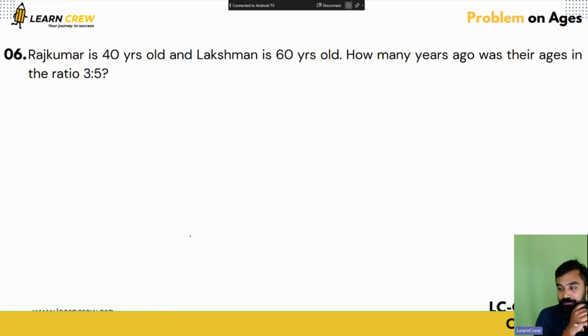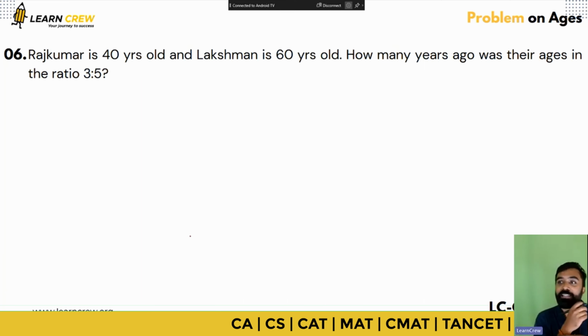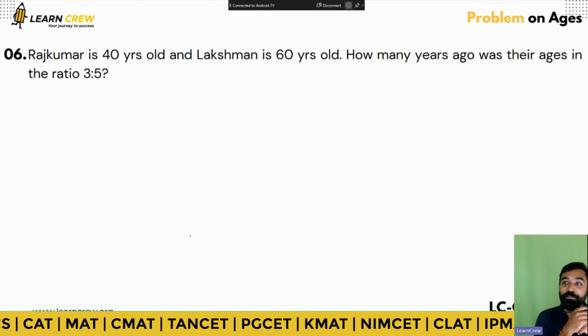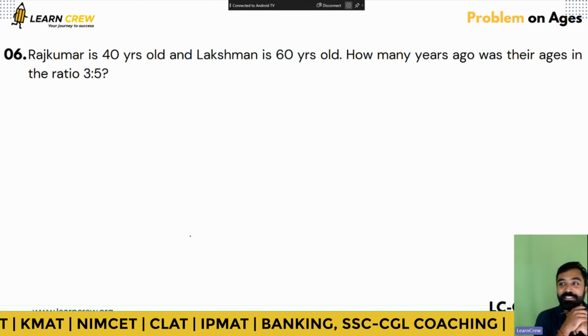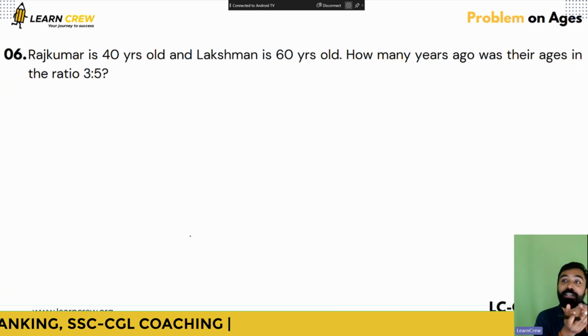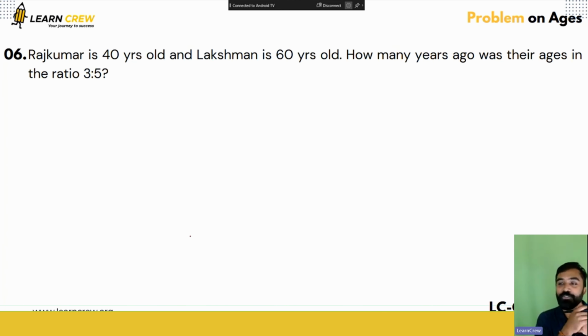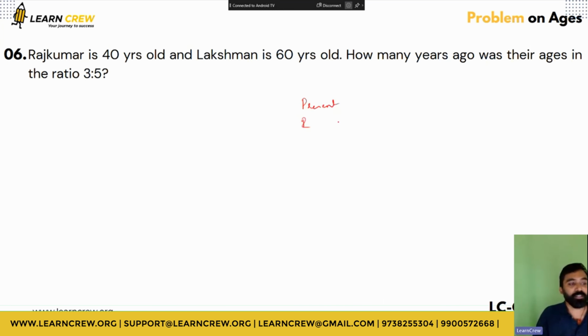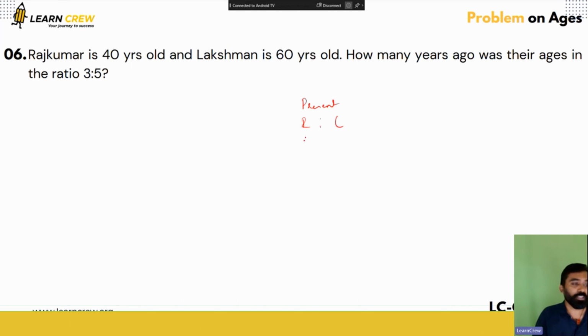Right. Answer. In earlier questions they had given directly after 10 years, after 5 years, before 5 years, before 6. Now I am just giving you the ages and asking before how many years their ages were in the ratio 3:5. So 10 years. Yes, 10 years. Okay. Now, Rajkumar is 40 years old and Lakshman is 60 years old. This given data is the present age data. Okay. The present age, Rajkumar and Lakshman are in the ratio 40:60.